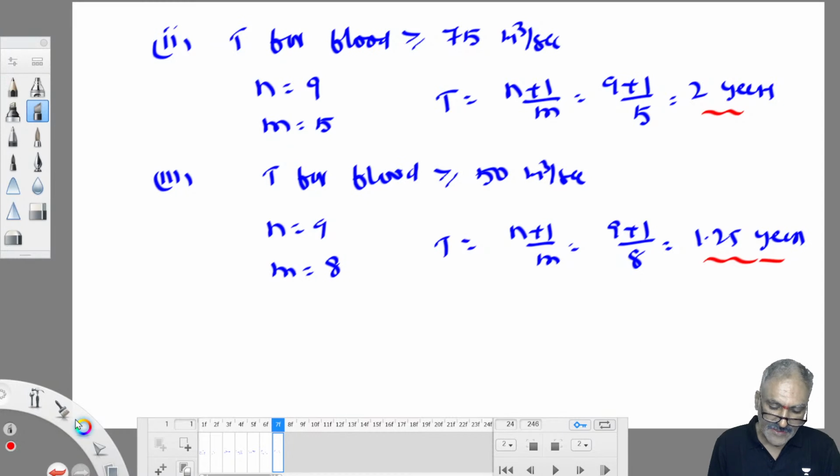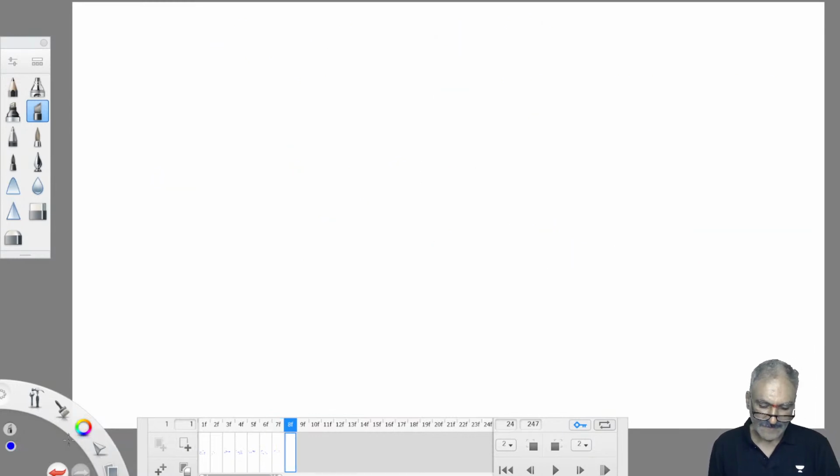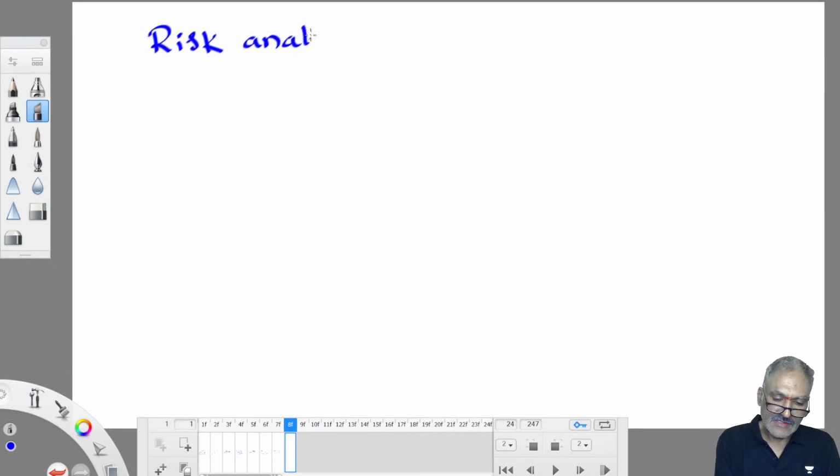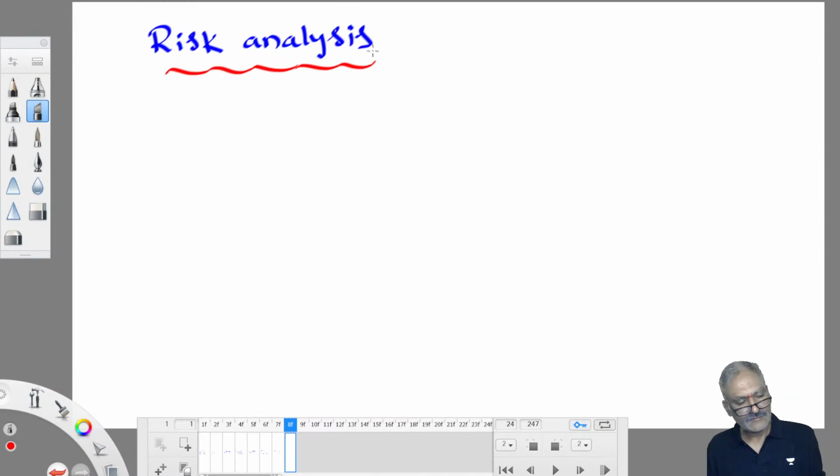So that's how we need to work it out. Okay, let us see. So our interest is finding what? Safety. Let us see how we can work out safety. Before we work out safety, we perform risk analysis. Once risk is known, safety can be found out. Okay?